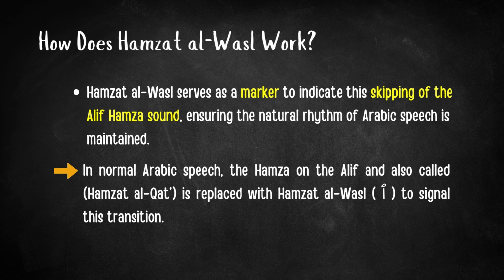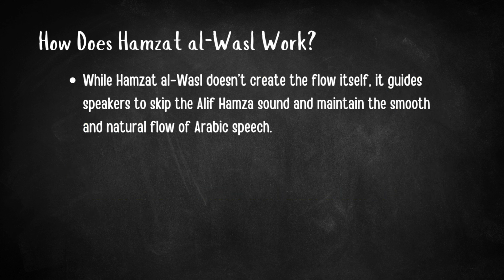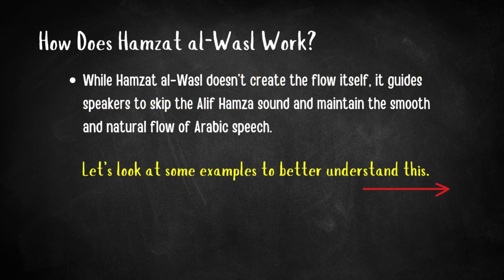In normal Arabic speech, the hamza on the alif, also called Hamzat al-Qat', is replaced with Hamzat al-Wasl to signal this transition. While Hamzat al-Wasl doesn't create the flow itself, it guides speakers to skip the alif hamza sound and maintain the smooth and natural flow of Arabic speech. Let's look at some examples to better understand this.